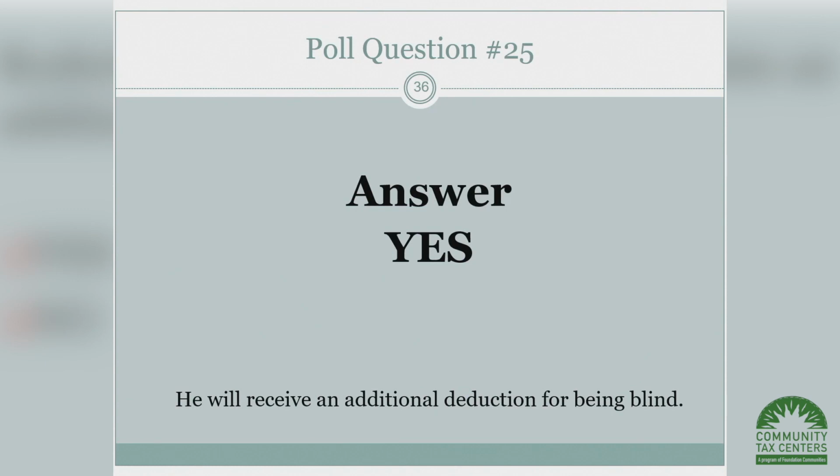Okay. Folks online got it? And again, no worries. Once that blind indicator is indicated on the intake form and is entered into TaxLayer, it's going to automatically compute that additional standard deduction. Next question.